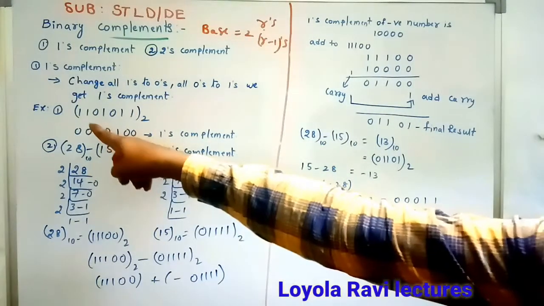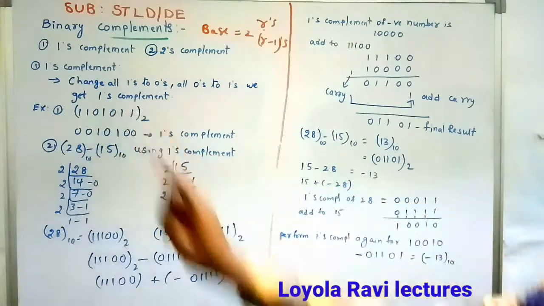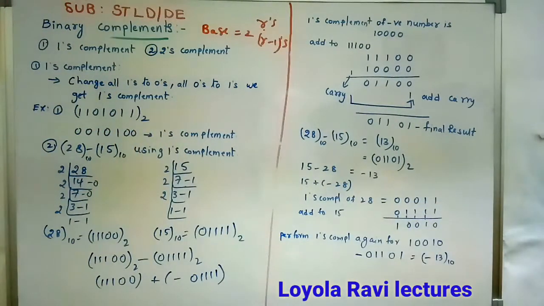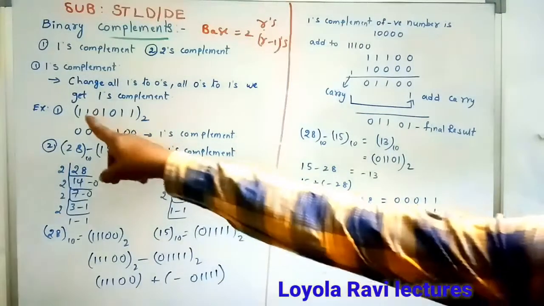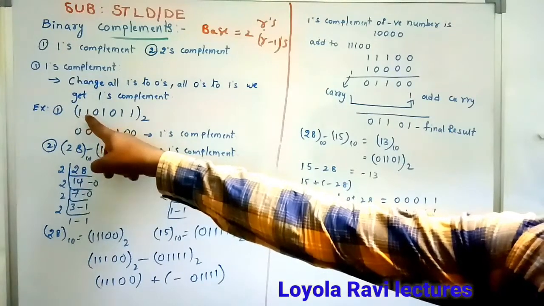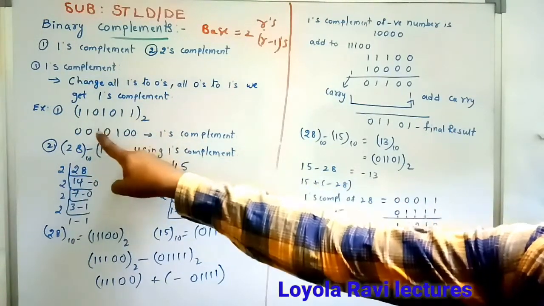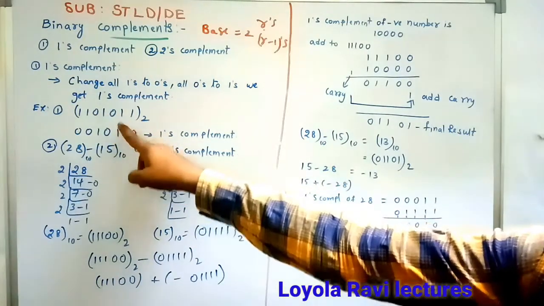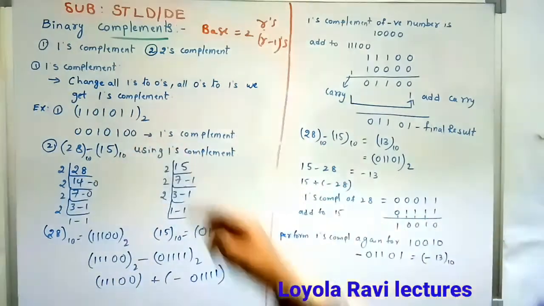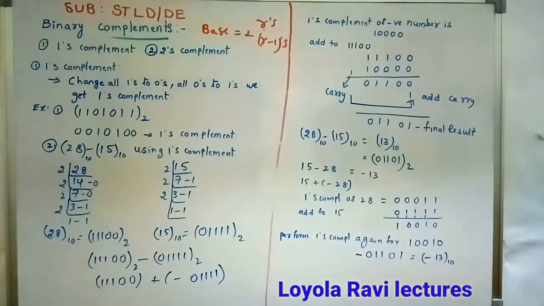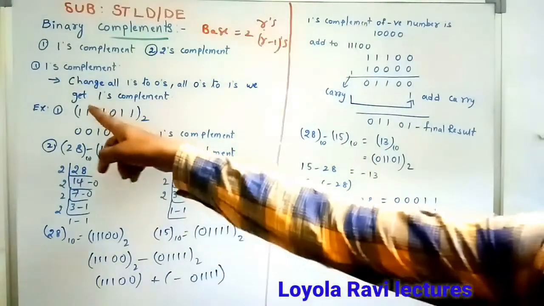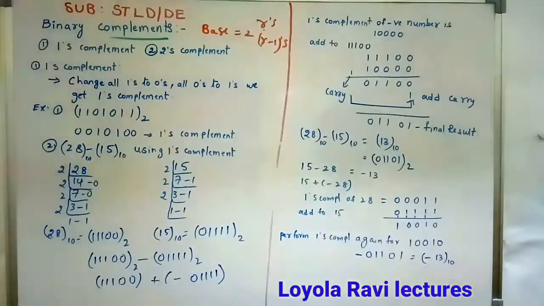For example, 1 1 0 1 0 1 1, I am taking as one binary number, and I am going to convert it into 1's complement form. Then 1 1 become 0 0, 0 becomes 1, 1 becomes 0, 0 becomes 1, again 1 1 become 0 0. That is the 1's complement. Best example: 1's are written as zeros, zeros are written as 1's.